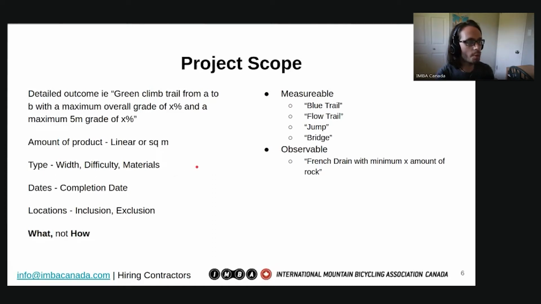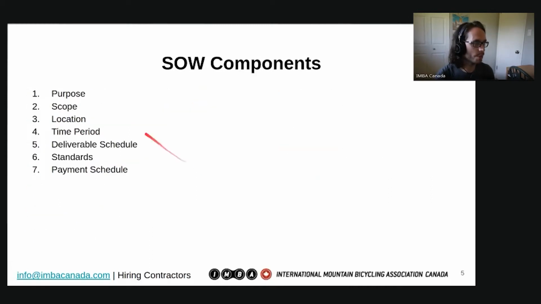So project scope is very important to get defined, and we're just going through some of these statement of work components. The location, the time period, the schedule of deliverables. So X trail will be completed at such a time. Any standards should be included that need to be met, and that varies from province to province. It could include things like insurance. That can include any certifications that are necessary if you're tree falling, if there's environmental standards that need to be followed. Those should be included in the statement of work.